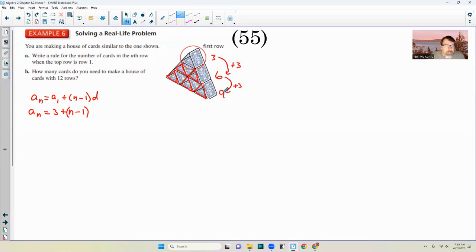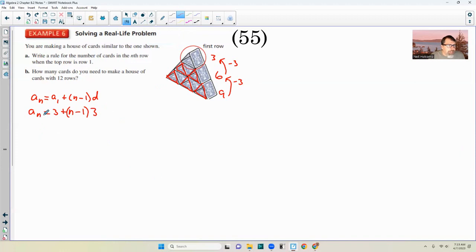Okay, I had to add 3 to go this way, so I shouldn't put plus 3. I should actually go the other direction, because that's what the word difference means. So if I'm going this way, I'm subtracting 3. If I'm going this way, the common difference, I'm subtracting 3. So the difference is 3.